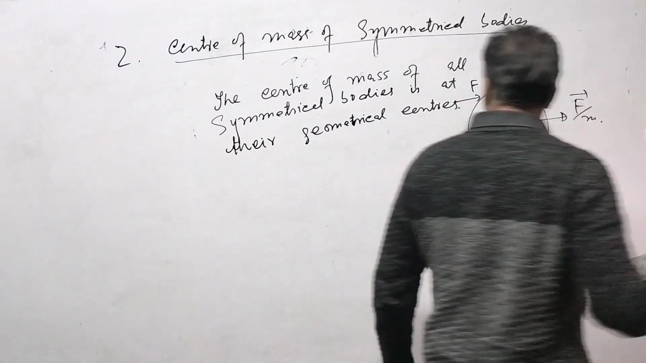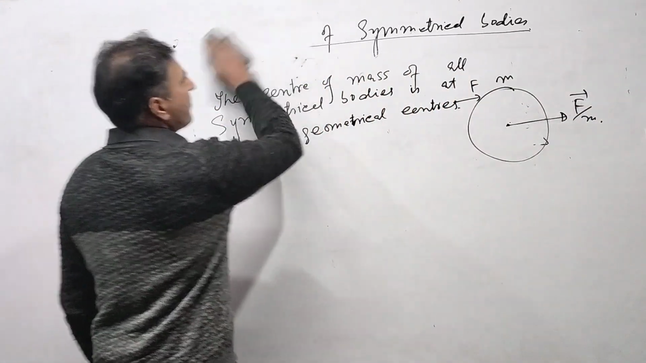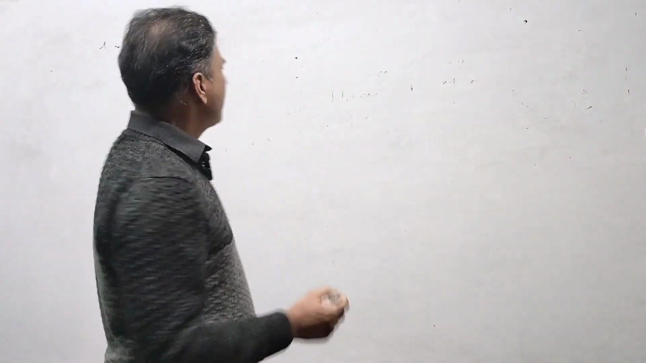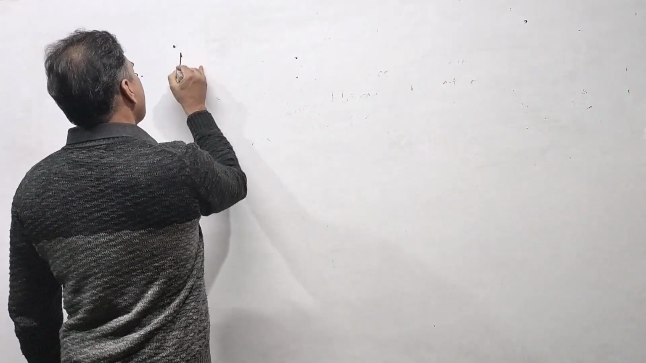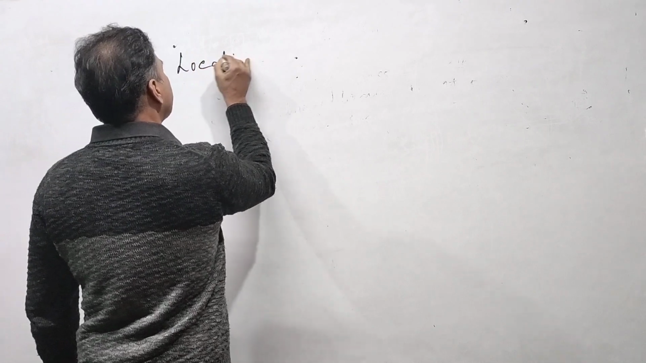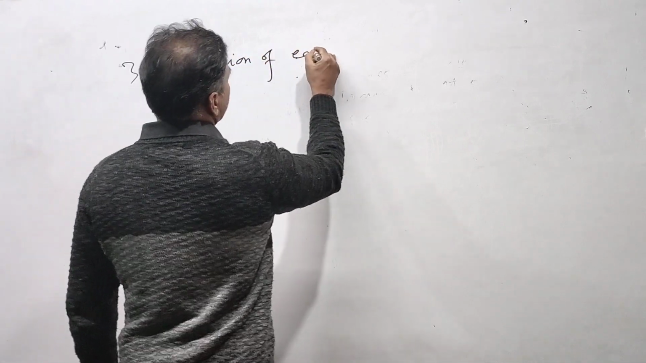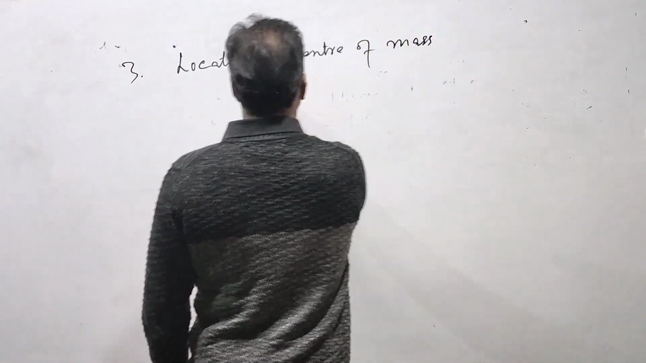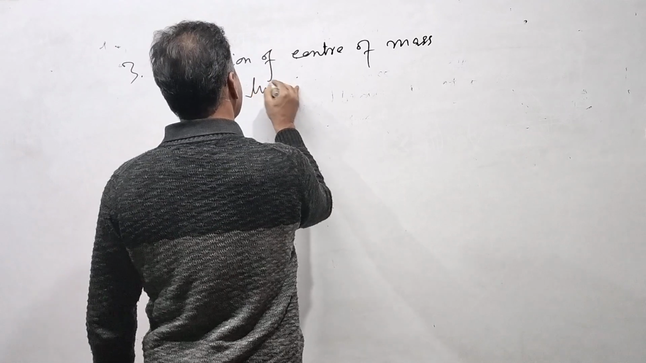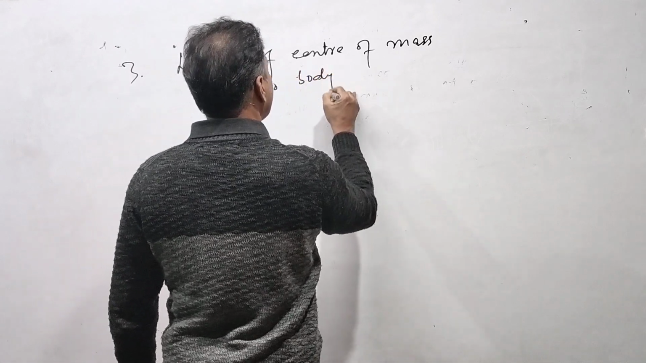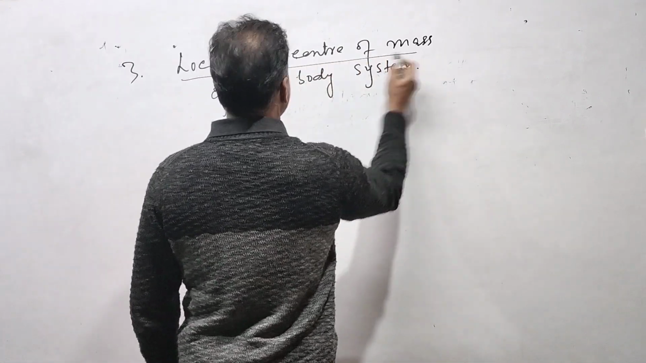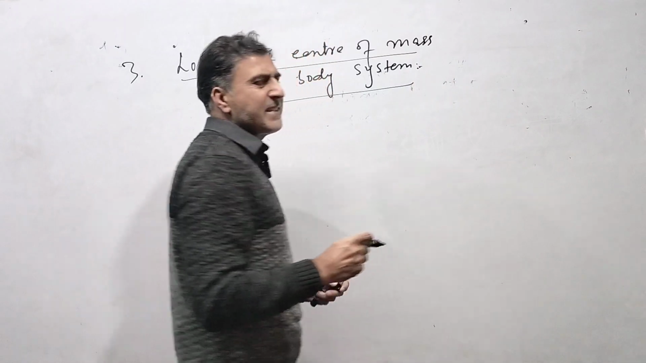Okay. Now, point third, how to locate the center of mass of a two body system. अगर मेरे पास दो बॉडीज है, पॉइंट मासेस है. Third, location of center of mass of two body system. तो कैसे दो बॉडीज का सेंटर ऑफ मास निकाला जाएगा?